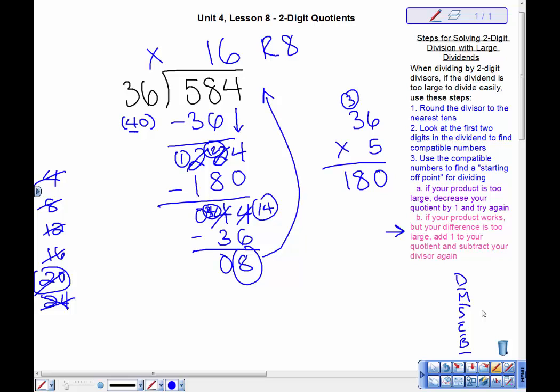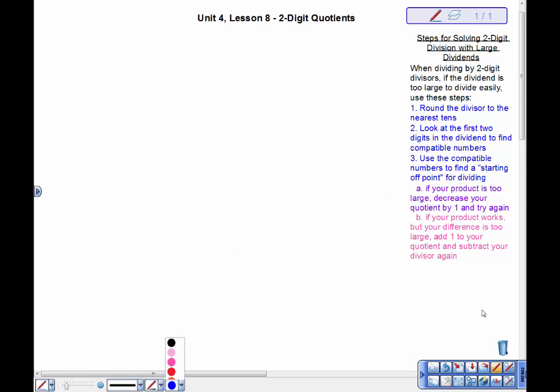If you hadn't understood how to do one-digit quotients, two-digit quotients really isn't any different. You just start using compatible numbers when you're already into the problem a little bit more. It's exactly the same thing. You just may use compatible numbers second instead of first. So let's go ahead and try another one. Let me clear the screen.